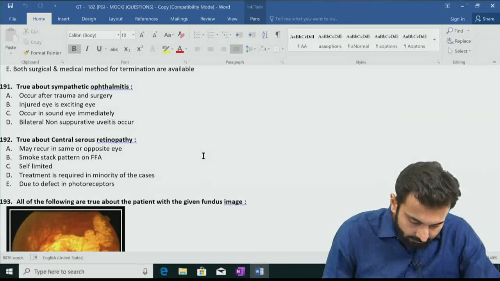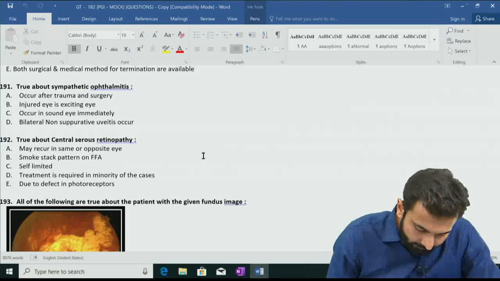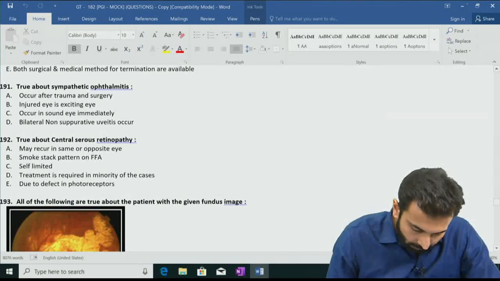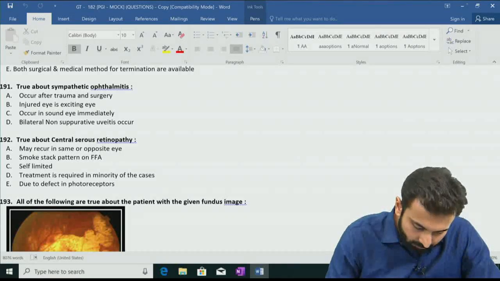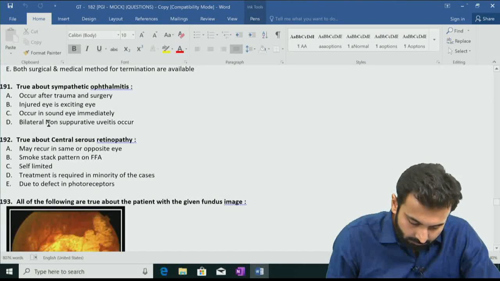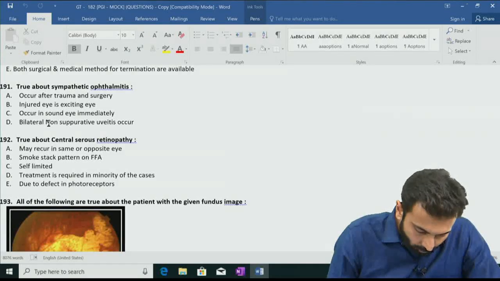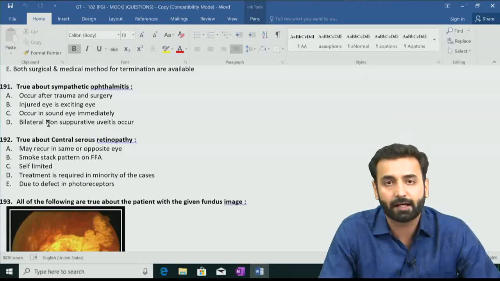Question number 191 says, which is true about sympathetic ophthalmitis? Option A is that it occurs after trauma and surgery. Option B, injured eye is exciting eye. Option C, it occurs in sound eye immediately. And option D is bilateral non-suppurative uveitis occurs. So here the correct options are, write down, option A, option B and option D. A, B and D are the correct options.